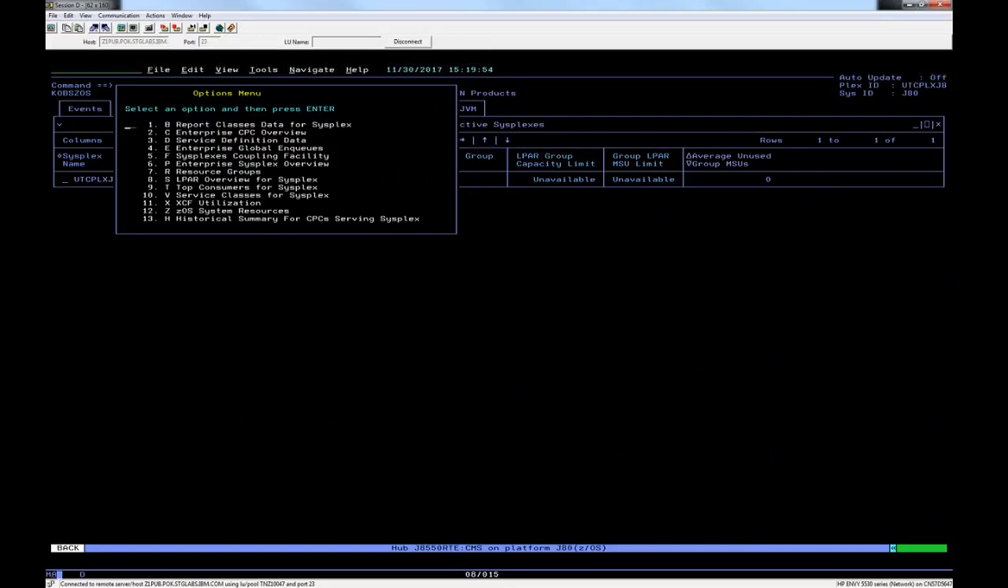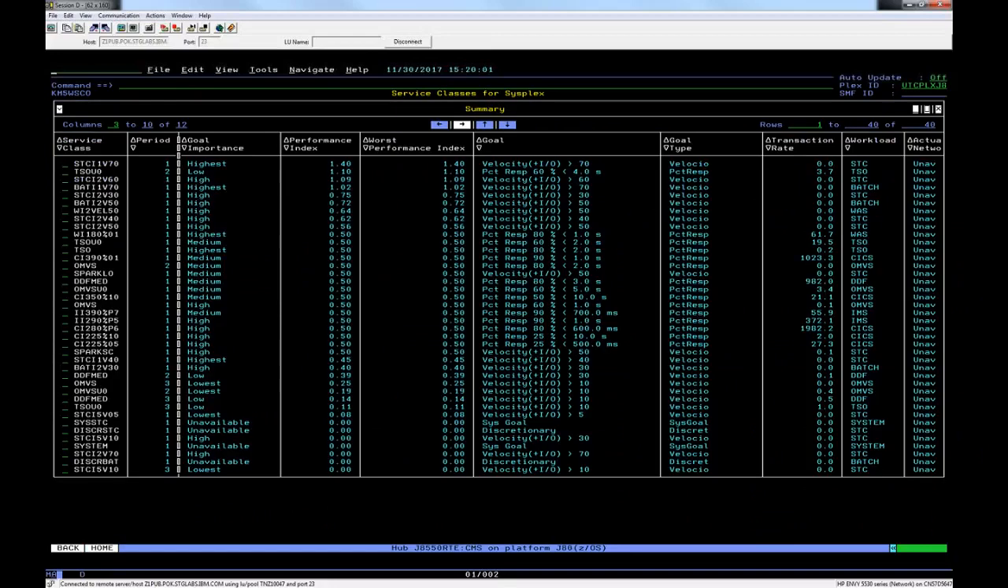So next, we can look at the service classes for Sysplex. In this particular case, we see all the service classes. They are sequenced in a descending sequence of performance index. We can look again at just how the service class has been doing over time, or service class period's been doing over time.